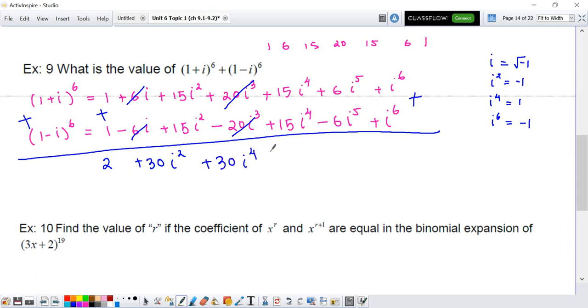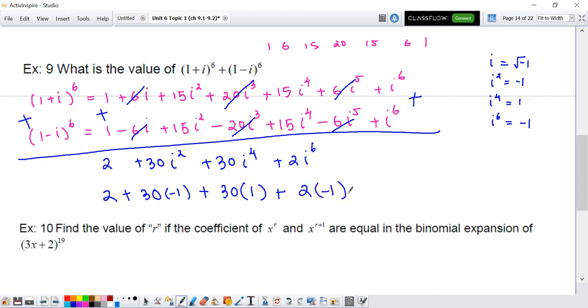30i to the 4 and 2i to the 6. So, what is i squared? i squared is negative 1. So 30 times negative 1. What is i to the 4? i to the 4 is 1. And i to the 6 is negative 1.